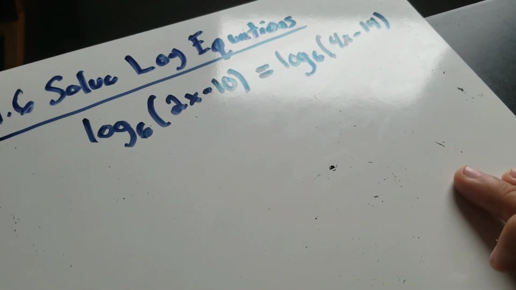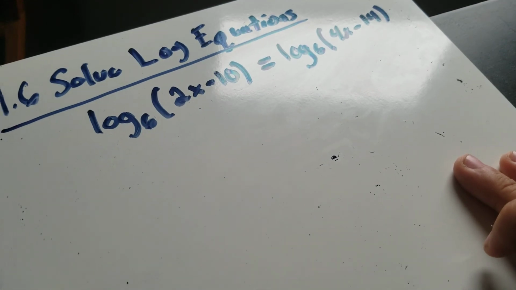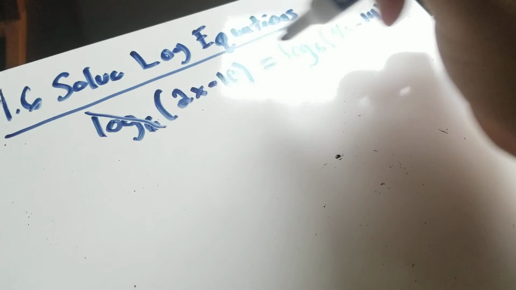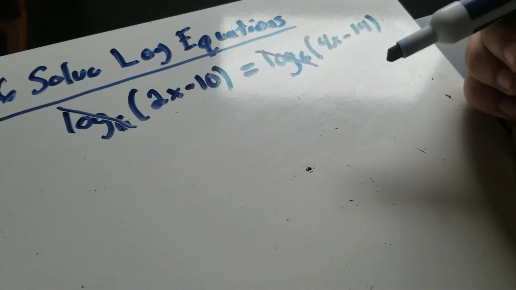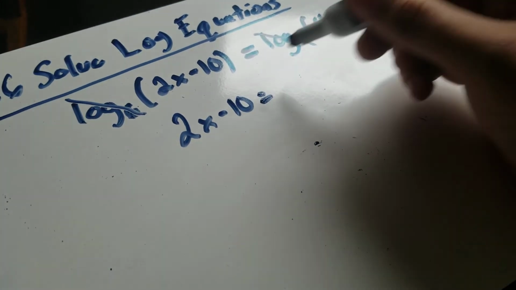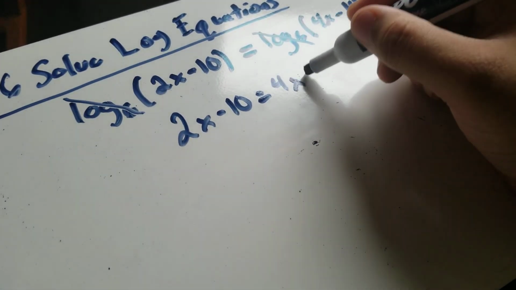Step 1, if the logs are the same, cancel them out. So this is a log base 6, this is a log base 6. We're allowed to cancel it out. So now we're at 2x minus 10 equals 4x minus 14.